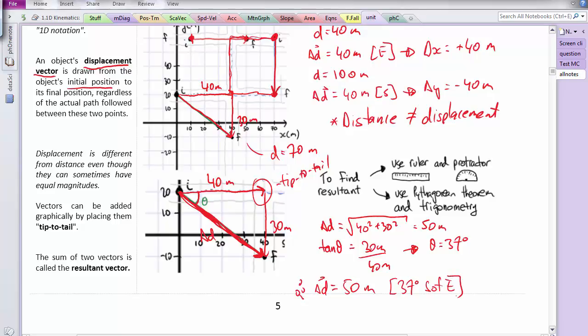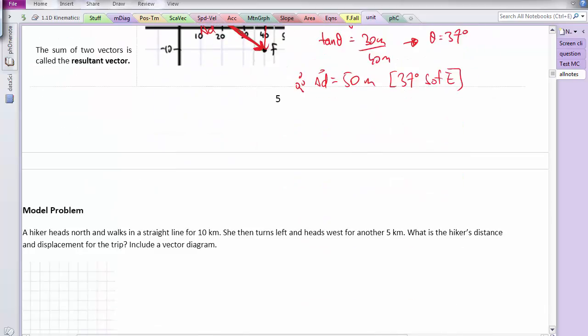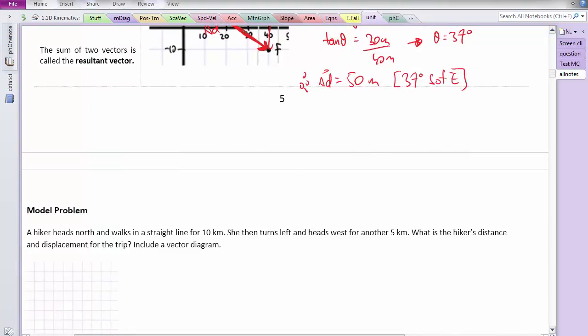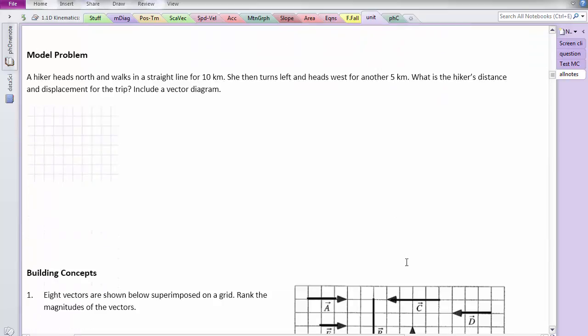Okay, so let's have a quick look at a model problem. Okay, so here we go. A hiker heads north and walks in a straight line for 10 kilometers. She then turns left and heads west for another 5 kilometers. What is the hiker's distance and displacement for the trip? Include a vector diagram. Okay, so she walks in a straight line for 10 kilometers. So maybe you have 10 kilometers this way. She walks north, and then she turns left and heads for another 5. So it should be about half the length, about this way. So that's 5 kilometers.